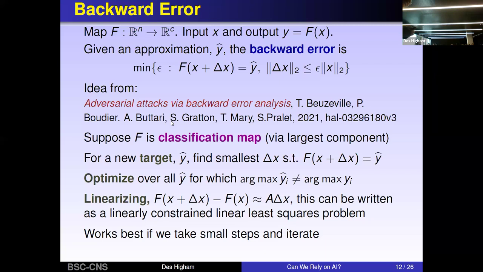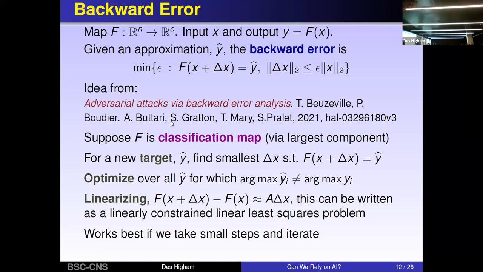And we're thinking of y hat now as being our required new output, which gives us a different classification. So what's the smallest change delta x to the input, which causes a different classification? So it's almost the same optimization problem that we had in this backward error world. But these authors spotted this connection in 2021, and they came up with this algorithm. So the idea now is to have a new target, y hat. So maybe you want to change the school bus into an ostrich and find the smallest delta x, smallest change to the image, which causes the network now to map x plus delta x into y hat.